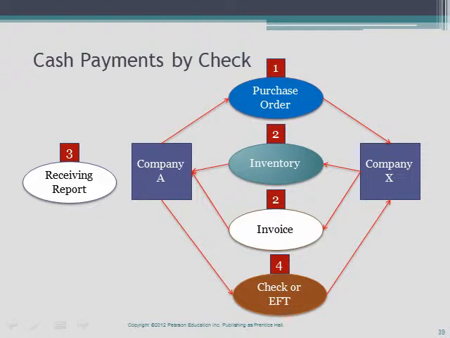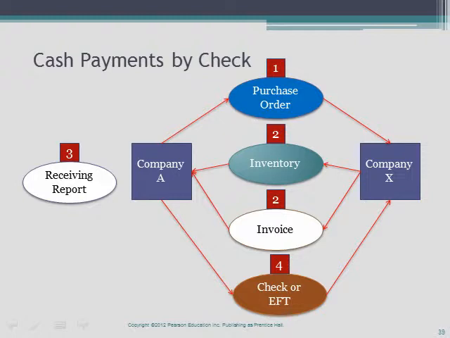To illustrate the internal control over cash payments by check, suppose Company A buys some inventory from Company X. The purchasing and payment process follows these steps. Company A faxes or emails an electronic purchase order to Company X. Company X ships the goods and sends an electronic or paper invoice back to Company A.